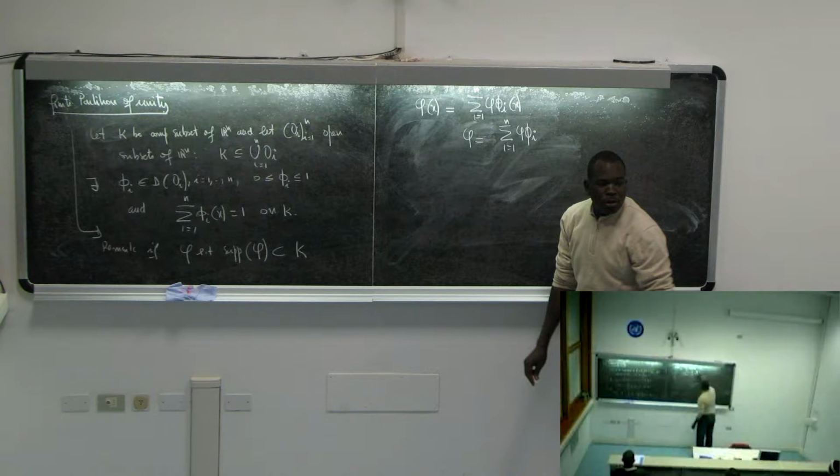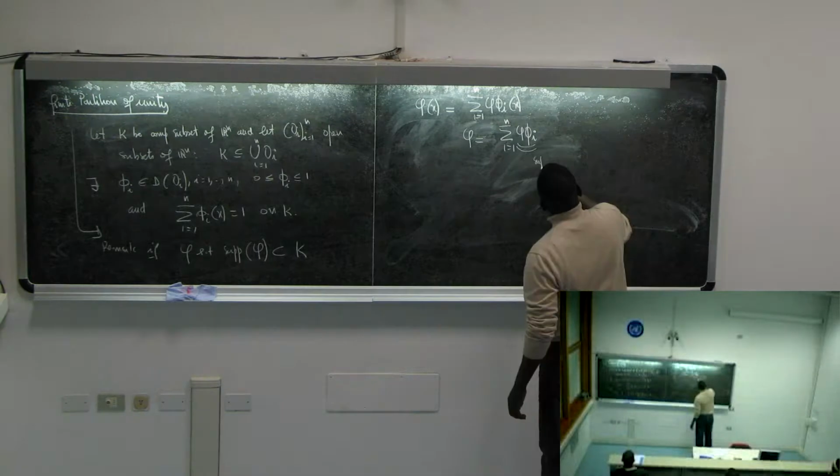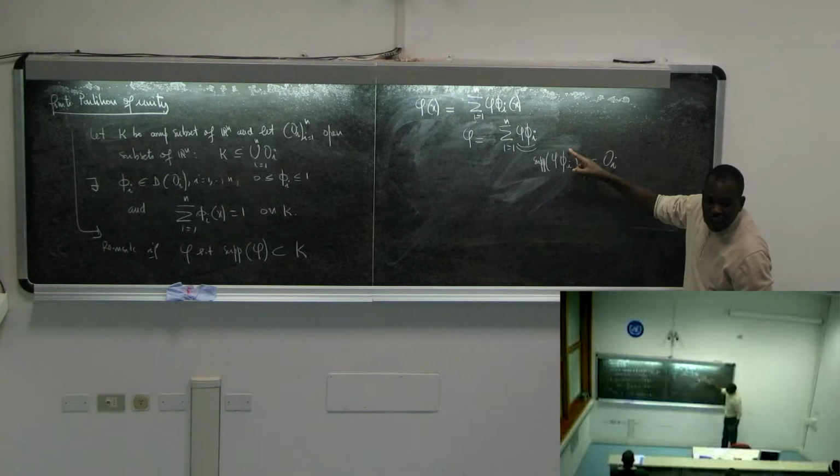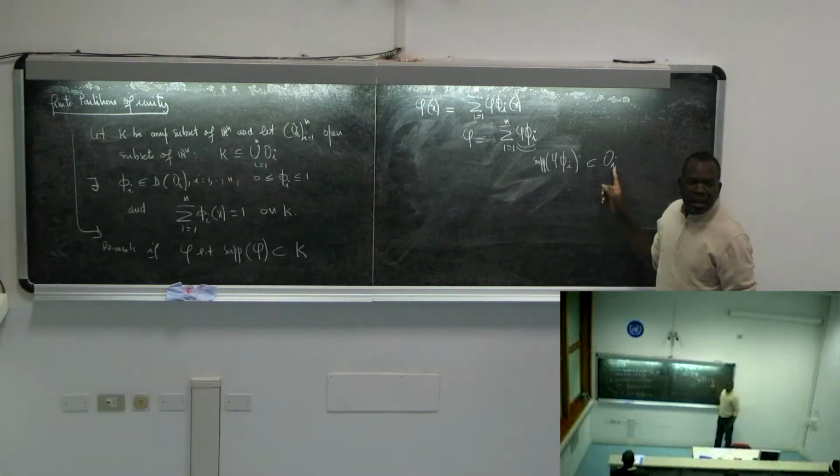But here you will see that for each function here, the support of each phi phi_i is in O_i, because the support of the product is inside the intersection of the supports. So the support of this function is inside the support of phi intersect the support of phi_i, and we know that the support of phi_i is in O_i. So we can write phi as a sum of functions, each with its support in O_i. And we will use this decomposition a lot to prove some results. Okay? So this is a partition of unity.